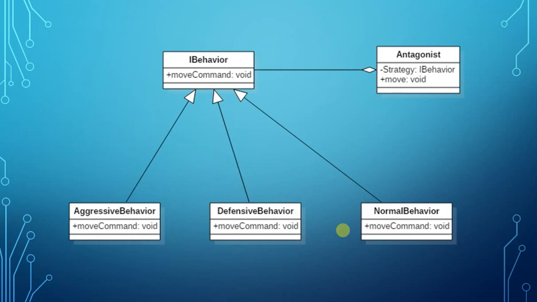We see this diagram where it displays the behaviors of each individual antagonist. So every antagonist has one of three behaviors at all times throughout the game. The first behavior is the aggressive behavior, second is defensive behavior, third is normal behavior. We see the aggressive behavior when the protagonist is X distance away from the antagonist and they come and attack.